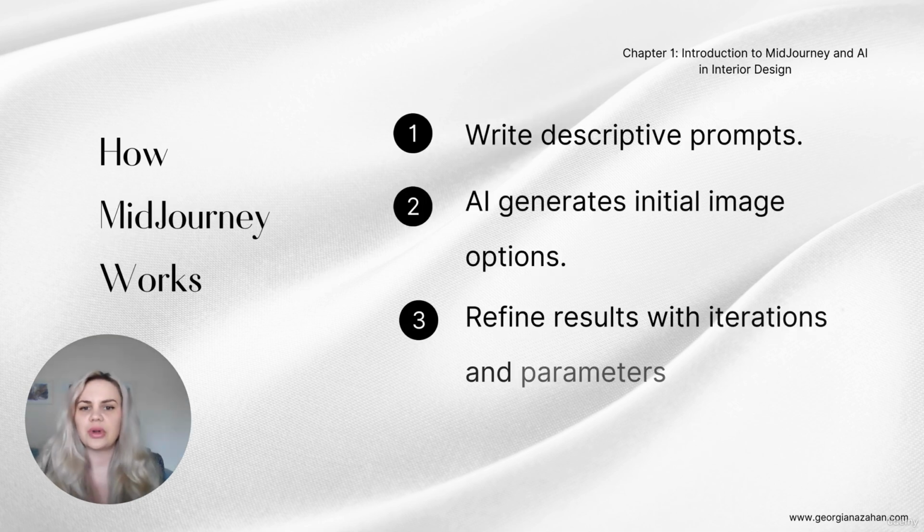So here's how it works. Step 1, you write a prompt. That's your description. Step 2, Midjourney generates a few images for you to choose from. Step 3, you pick your favorite and refine it. You can ask for variations or upscale it to a better resolution. It's like baking. The prompt is your recipe. Midjourney is your oven. You just need to tell it what kind of cake, or in our case, what kind of boho bedroom meets modern industrial vibe you want.